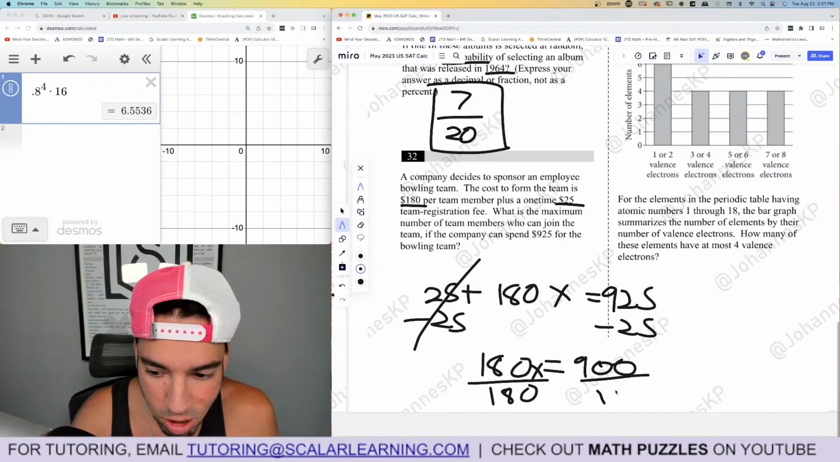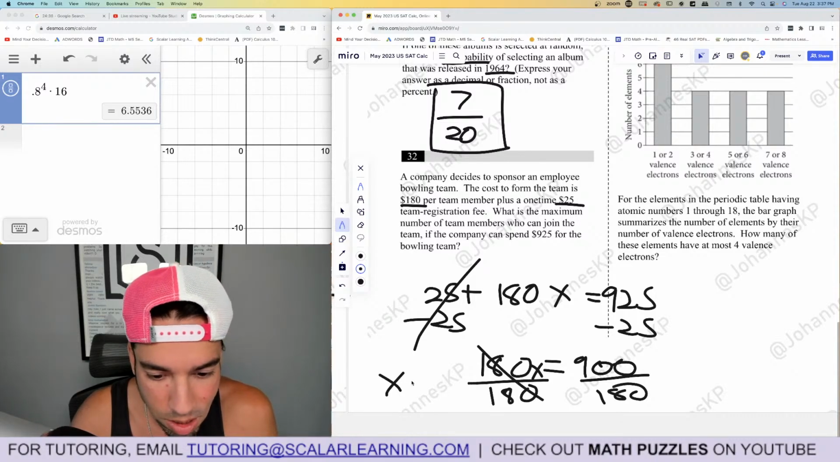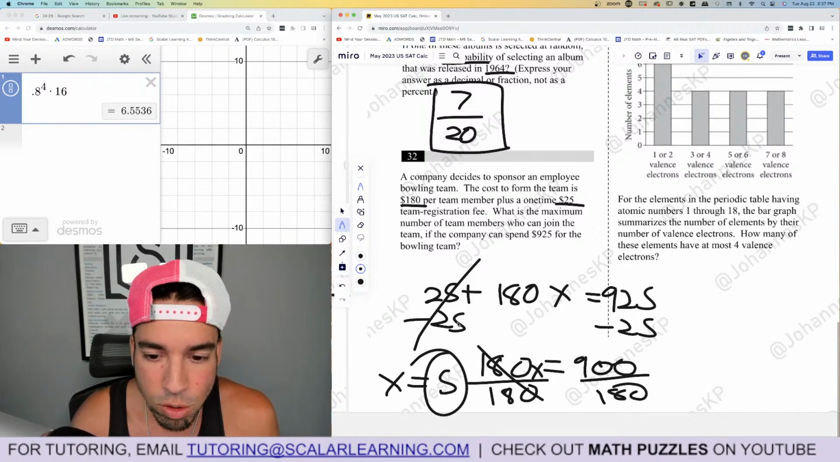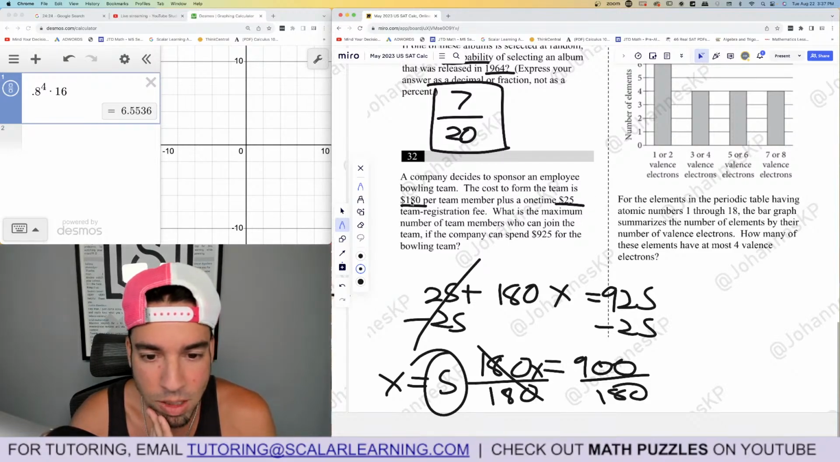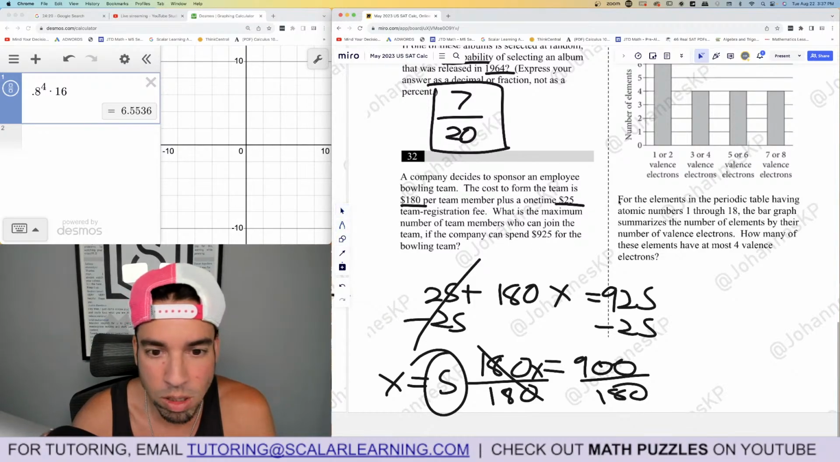I know this mentally, but you can use a calculator if you want. It goes in 5 times on the money, so 5 is the winner. Let's just double check. Cost for a team is 180 per team member. So 5 times 180: 500 plus 400 is 900, plus 25. That gives us 925. Boom, done.